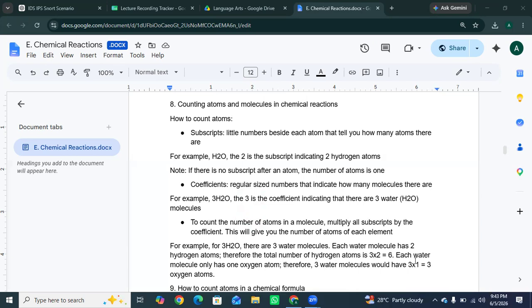Each water molecule has 2 hydrogen atoms. Therefore, the total number of hydrogen atoms is 3 multiplied by 2, which is 6. And each water molecule has only 1 oxygen atom. Therefore, 3 water molecules would have 3 multiplied by 1, which is 3 oxygen atoms.